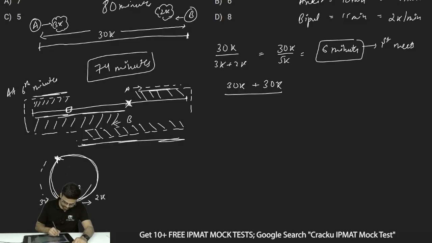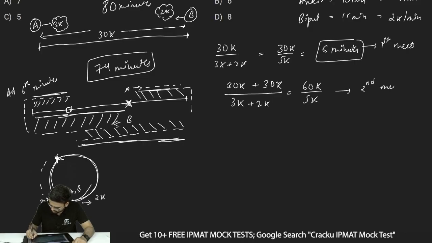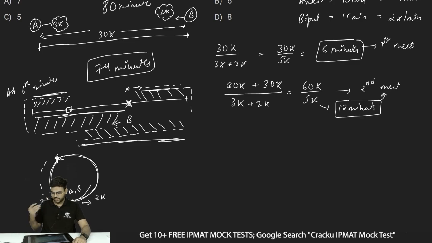So again, to meet at this point, we will apply the relative motion. So 30k plus 30k divided by 3k plus 2k, this will be equal to 60k divided by 5k. Thus their second meet will be at the end of 12 minutes. So first meet is 6 minutes, second meet is 12 minutes.